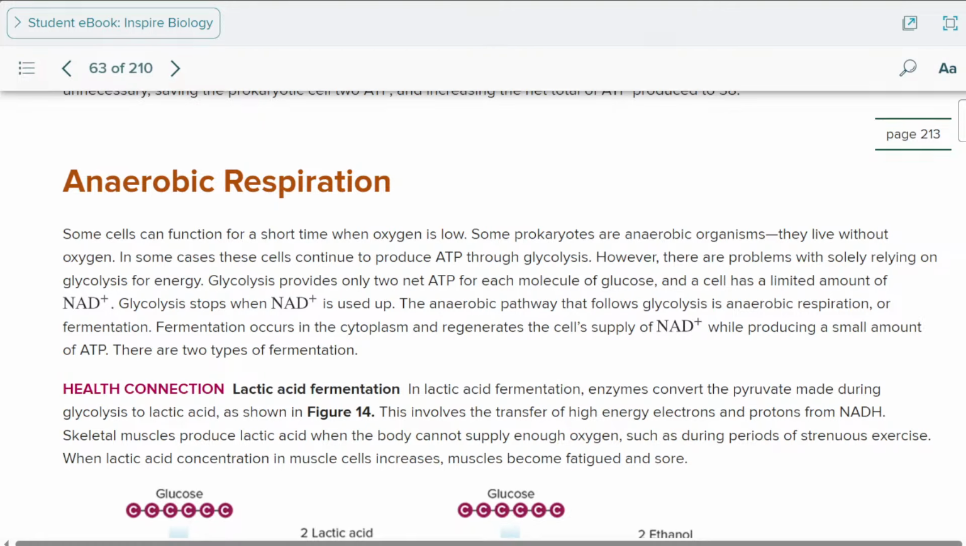There's no photosystem in the cellular respiration. Okay, yeah, there's no photosystem in the cellular respiration, okay? So now we're gonna go to the anaerobic respiration. Some cells can function for a short time when oxygen is low. Some prokaryotics are anaerobic organisms. They live without oxygen, and in some cases, these cells continue to produce ATP through glycolysis.